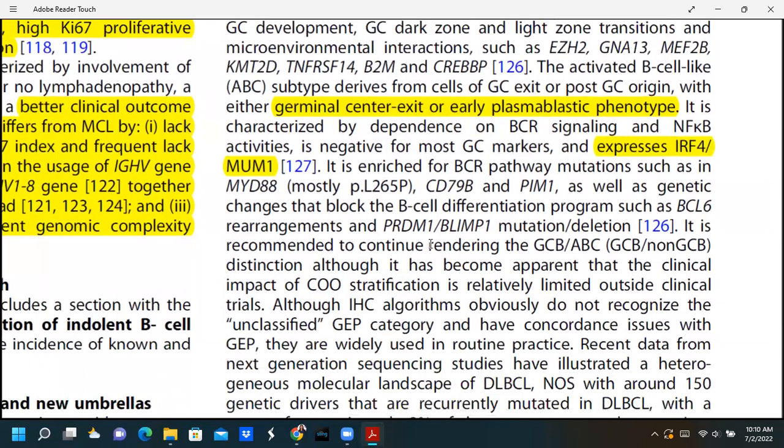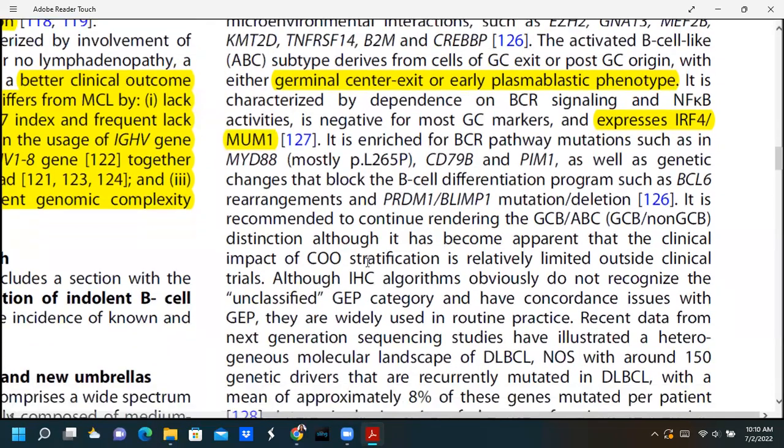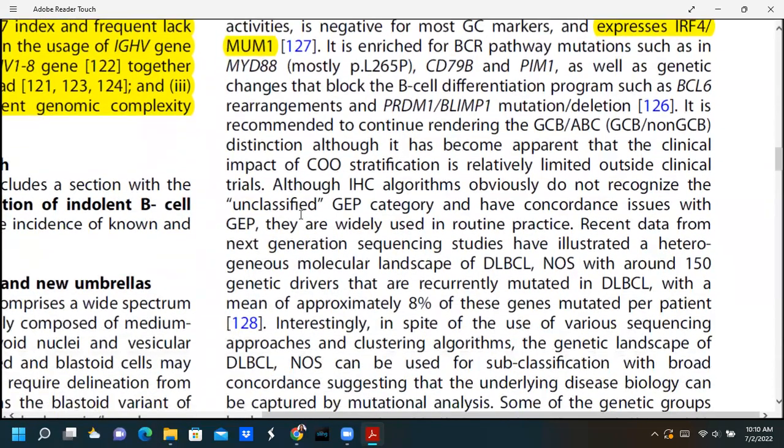It is recommended to continue rendering the GCB ABC distinction, although it has become apparent that the clinical impact of COO stratification is relatively limited outside clinical trials. Oh, cell of origin. Okay. Although IHC algorithms obviously do not recognize the unclassified GEP category and have concordance issues with GEP, they are widely used in routine practice.